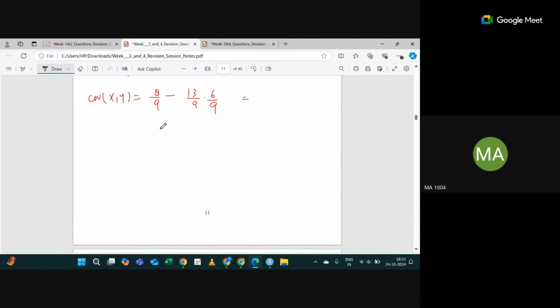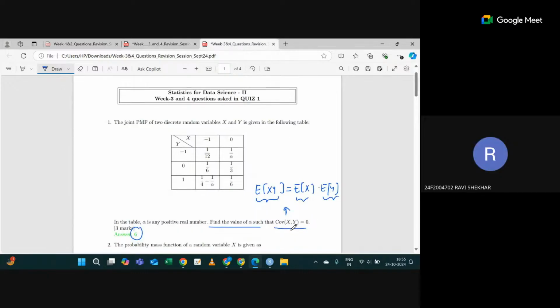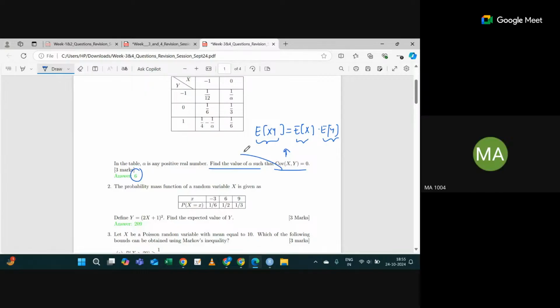Sir, you said that whenever covariance of xy is 0, that doesn't mean the variables are independent. Then how come we have used that formula of independence in this previous part? Which part? Just now, I think we have written. This part. Yes, sir. Because it's given that covariance is 0. It's not given that they are independent.